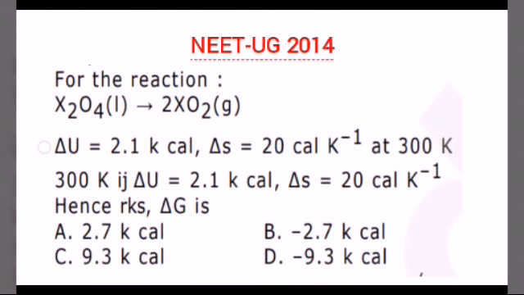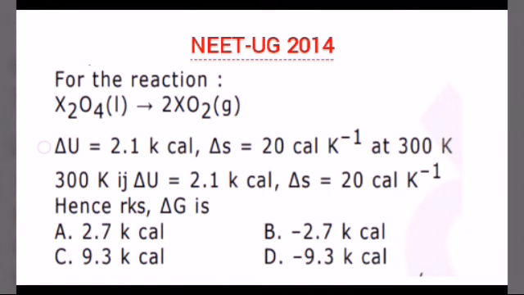Next question is NEET-UG 2014, in which the question is asked that for the reaction X2O4 liquid changing to 2XO2 gaseous, delta U is equal to 2.1 kilocalorie, delta S equals 20 calorie per Kelvin at 300 Kelvin. We have to find out the value of delta G. 4 values are given: 2.7 kilocalorie, minus 2.7 kilocalorie, 9.3 kilocalorie, minus 9.3 kilocalorie.